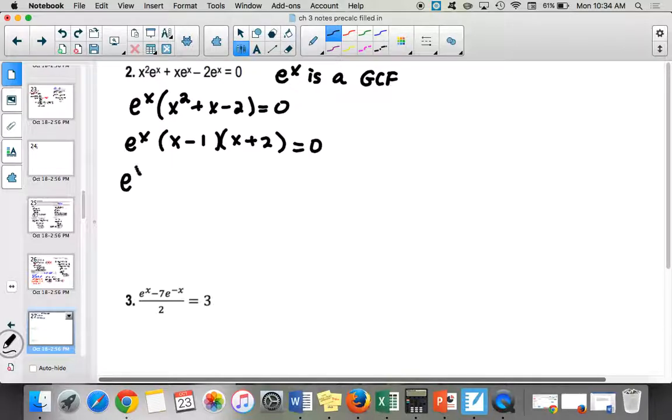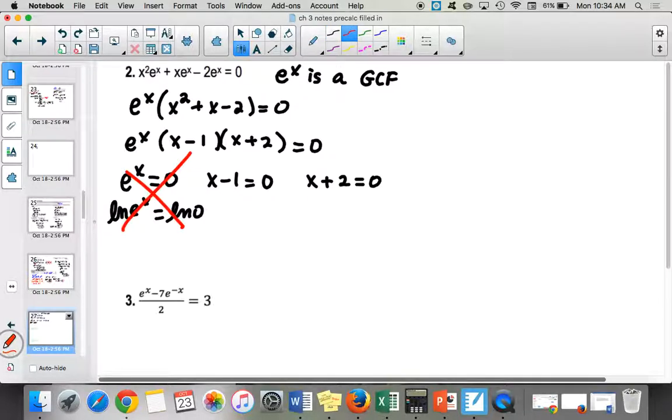We then set each piece equal to 0, but sadly that e to the x gives us nothing. Because if I have e to the x equals 0, e to some power equals 0, it doesn't make any sense, right? You can take the natural log of both sides, you'd have natural log of 0, which is bad. This is all giving us nothing. So our only answers are 1 and negative 2.